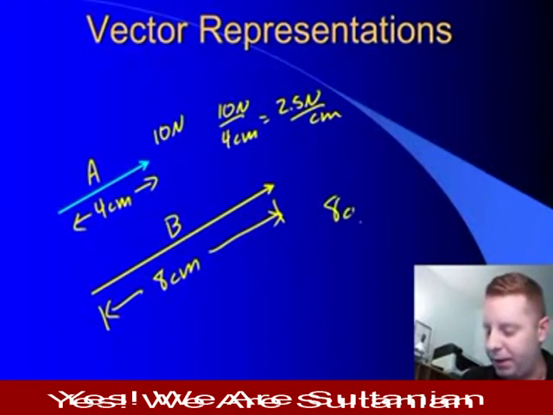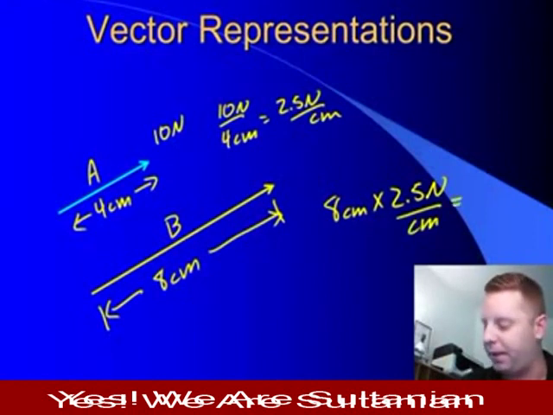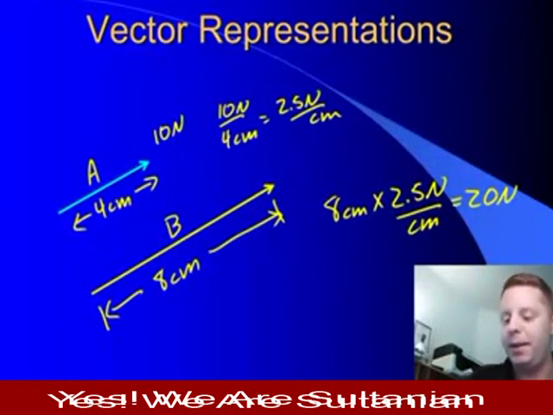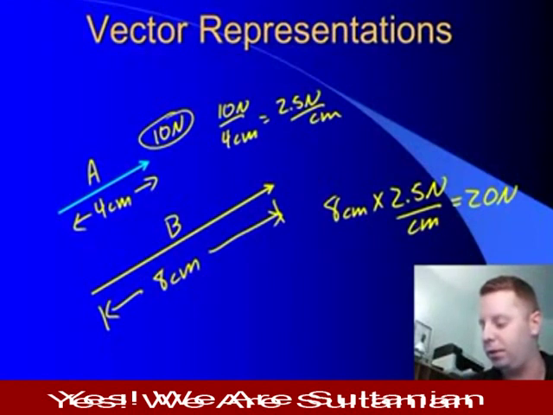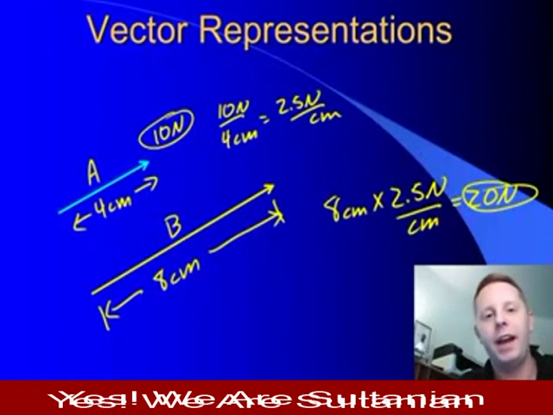Well, 8 centimeters times 2.5 newtons per centimeter tells me that vector B has a force of 20 newtons, which makes sense. We said it was twice as big as vector A. If vector A is 10 newtons, vector B should be twice as big, 20 newtons. So we can use vectors in scaled diagrams to help us figure out exactly what magnitude of a quantity we're talking about.